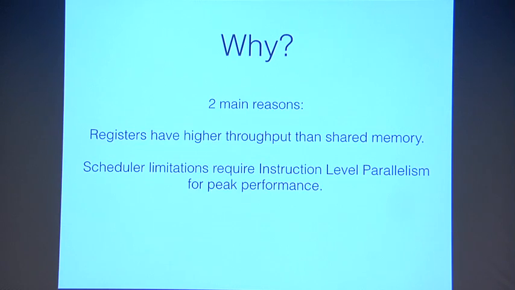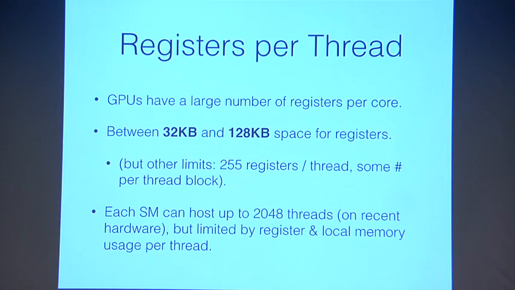There are 2 main reasons. Registers have higher throughput than shared memory. Registers are super immediate, while shared memory is like 2 cycles or more. And the scheduler limitations mean that to make this hardware really use all of its computational power, you basically have to have instruction level parallelism to get peak performance.